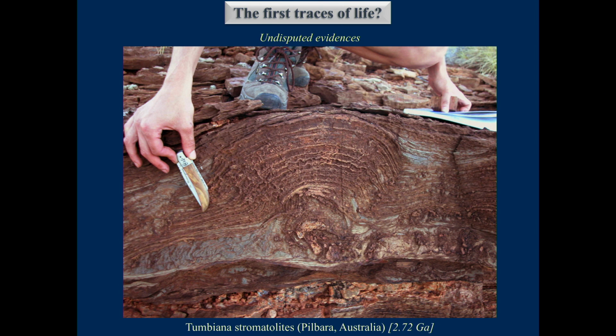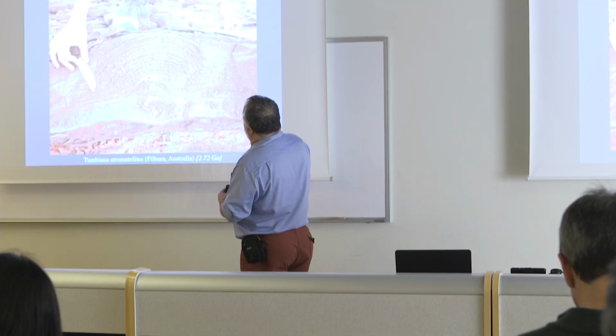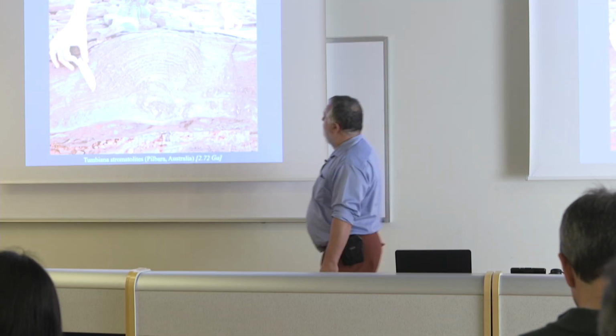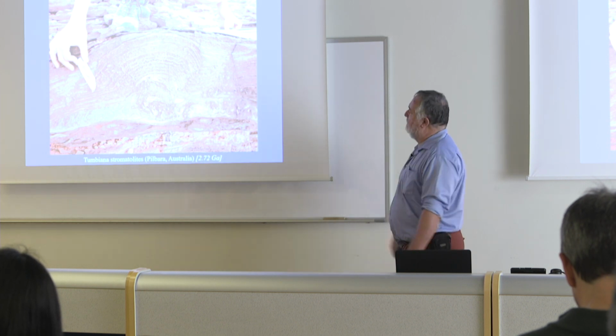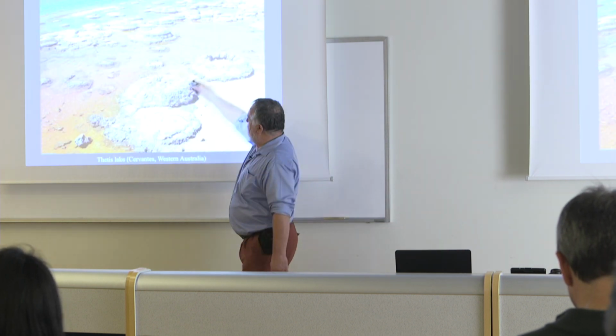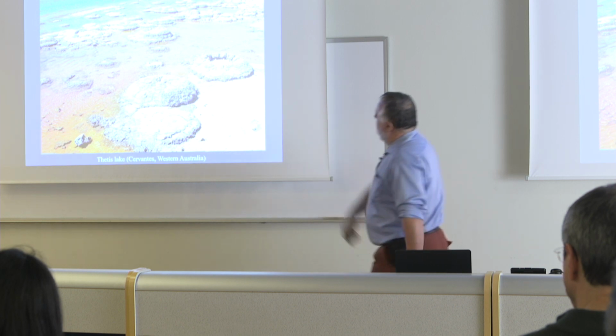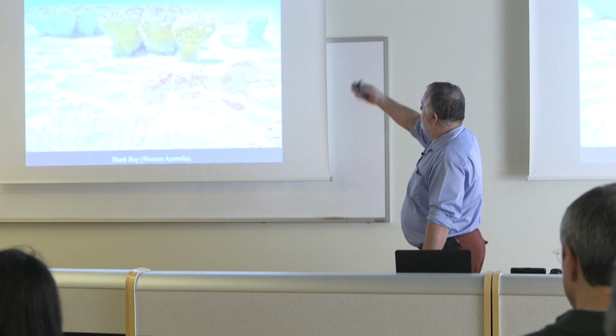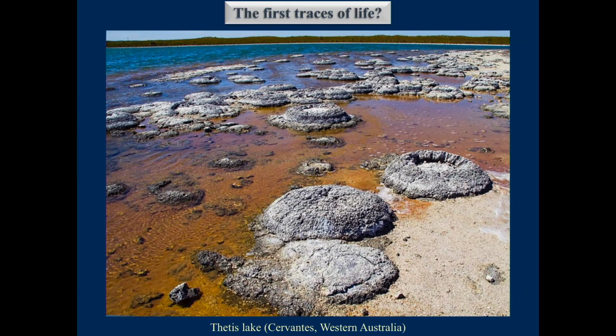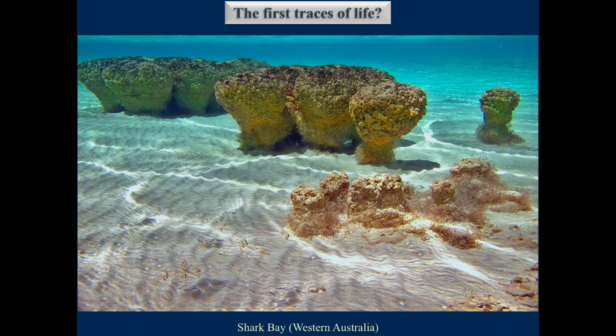And now I just would like to say a few words about the traces of life that we can find on Earth. So there are undisputed evidences. This is, for instance, the stromatolite from Pilbara, from the Tumbiana in Australia. I suppose that everybody knows stromatolites. These ones are in a lake. These ones are in Shark Bay, in the sea.